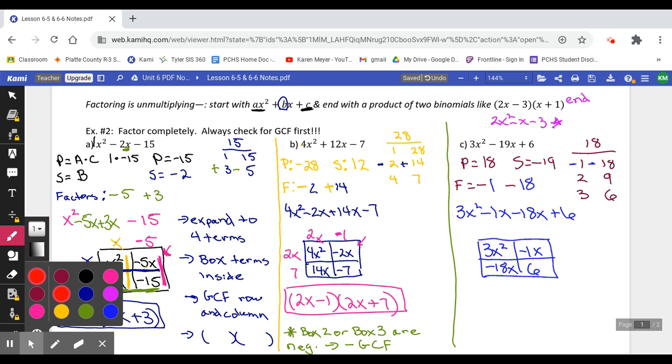So I always like to go up and down first. 3 and 18 are both divisible by 3. Each one has an x. Oh, on the other up and down, can't start with a negative, so take a negative out. 1 and 6 are only divisible by 1. Sideways, 3 and 1 are only divisible by 1, but they each have an x, so you could have 1x or x. Sideways, oh, can't start with a negative, so I've got to put a negative out here. And then 18 and 6 are both divisible by 6. Remember, pick the highest thing that goes into both. So then you're looking at 3x minus 1 and x minus 6.